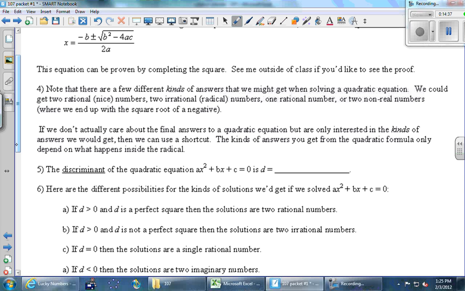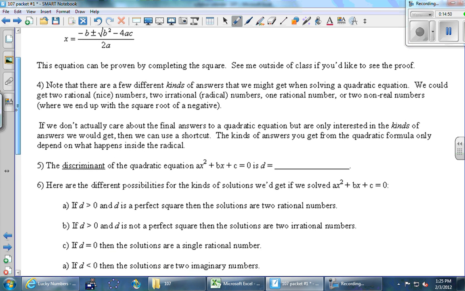I don't think I'll ever force you to do that. Some of you might choose to do that if you're gluttons for punishment. I don't know why anybody would choose, but I don't think I'll ever go out of my way to make you use completing the square. But I did want to have you see it just the once.